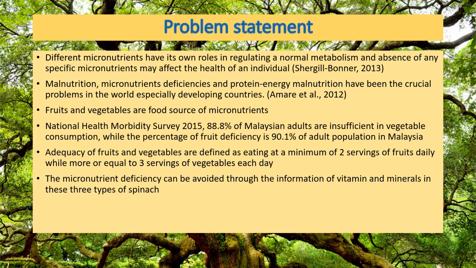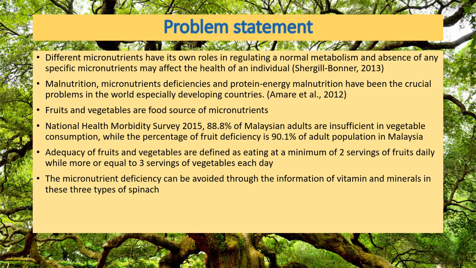According to the National Health Morbidity Survey 2015, 88.8% of Malaysian adults are insufficient in vegetable consumption, while the percentage of fruit deficiency is 90.1% of the adult population in Malaysia. According to the Institute of Public Health Malaysia 2015, the adequacy of fruits and vegetables is defined as eating a minimum of 2 servings of fruits daily, while more than or equal to 3 servings of vegetables each day.